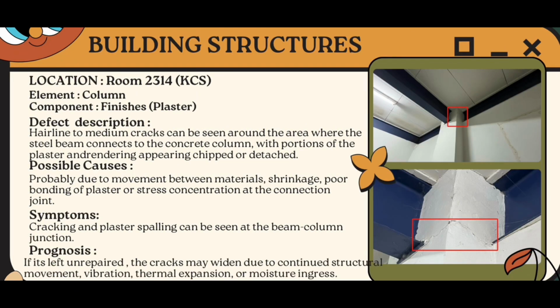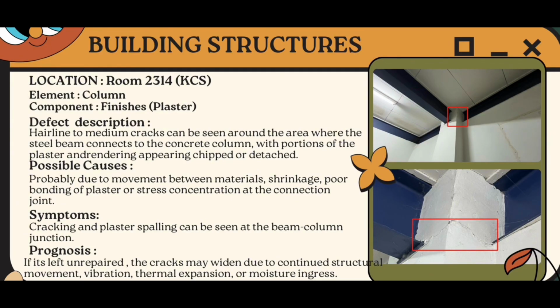Moving on to our building structure, which is the column in room 2314 KCS, the component is finishes, plaster. The defect description is hairline to medium cracks can be seen around the area where the steel beam connects to the concrete column, with portions of the plaster appearing chipped or detached. Possible causes are probably movement between materials, shrinkage, poor bonding of plaster, or stress concentration at the connection joints.